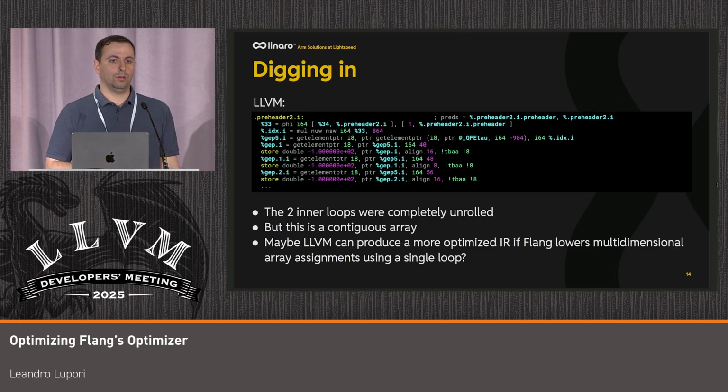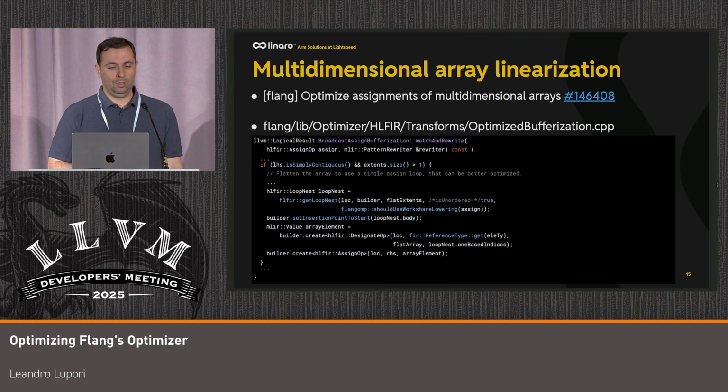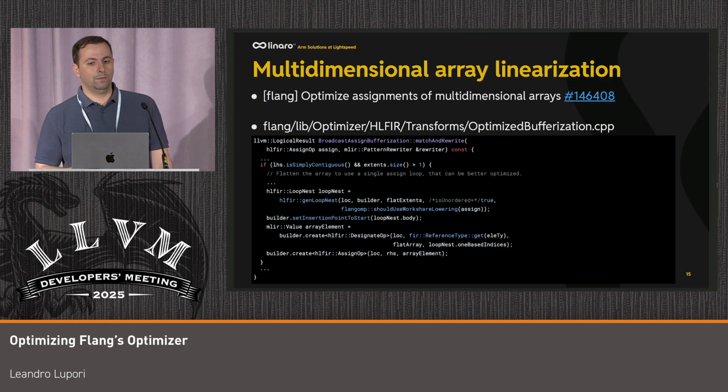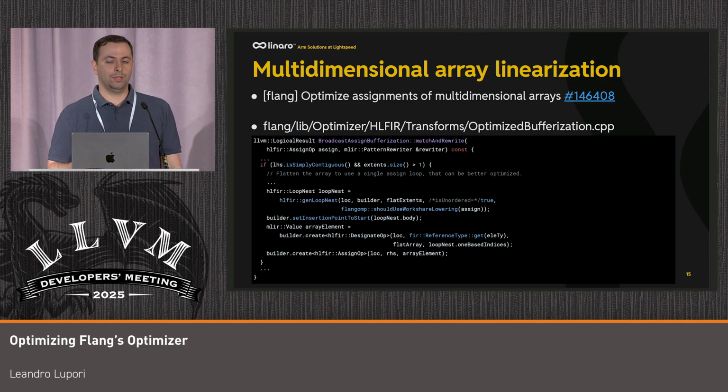This was happening because the 2 inner loops were completely unrolled. But since this is a contiguous array, maybe we can use Flang to lower the assign operation using a single loop. So maybe that could help LLVM to produce a more optimized LLVM-IR. And to do this, we would first need to perform the linearization of multidimensional arrays to be able to then go through it with a single loop.